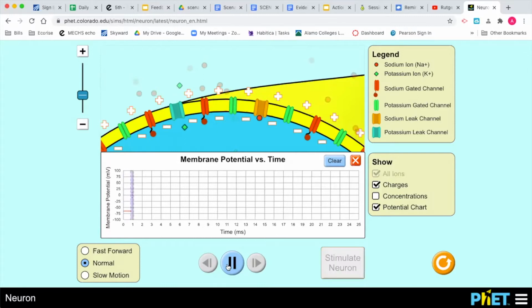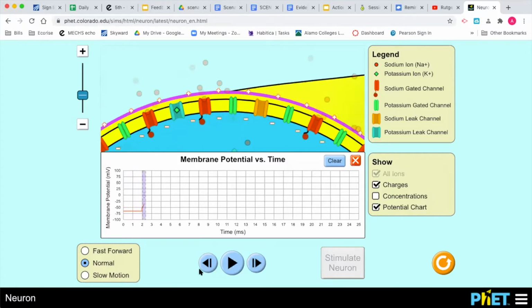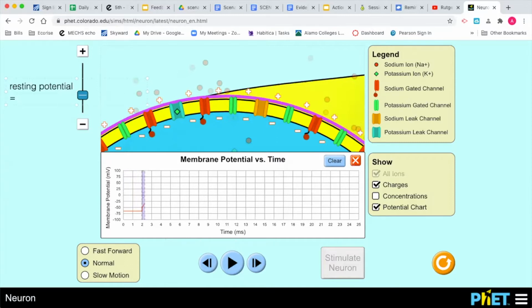I'm going to stimulate the neuron here just so we can get it going. You see this flat line right here? That is the resting potential. Do you see a line? Okay, that's fine. This is our resting potential. Now, our resting potential is somewhere in the neighborhood of negative 72 millivolts. So if your nerves are not being stimulated, this is where they're sitting.